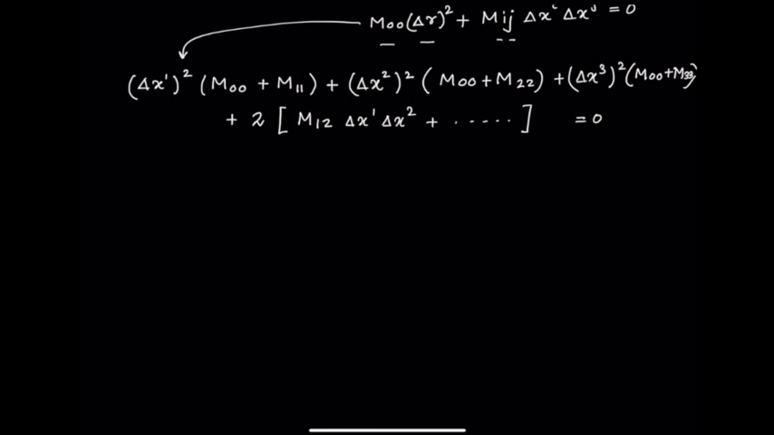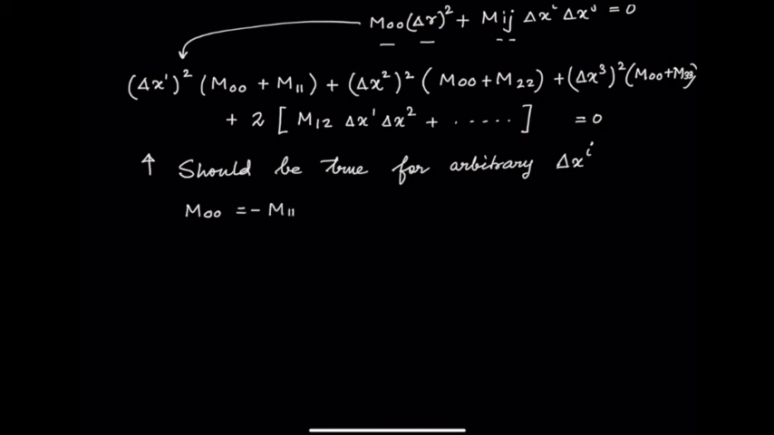Now you see again, the above, which is this, should be true for arbitrary delta xi, right? So which means that what I can do is I can say, okay, my delta x2 is 0, delta x3 is 0, this should be true for all delta x1, and that will essentially tell you that m00 is minus m11, because delta x2 is 0, this goes to 0, 2 of these terms go to 0, delta x3 is 0, this goes to 0, and then the only thing left is the first term, which should be true for arbitrary delta x1, so m00 is minus m11. Similarly, you can show that m00 is also minus m22.